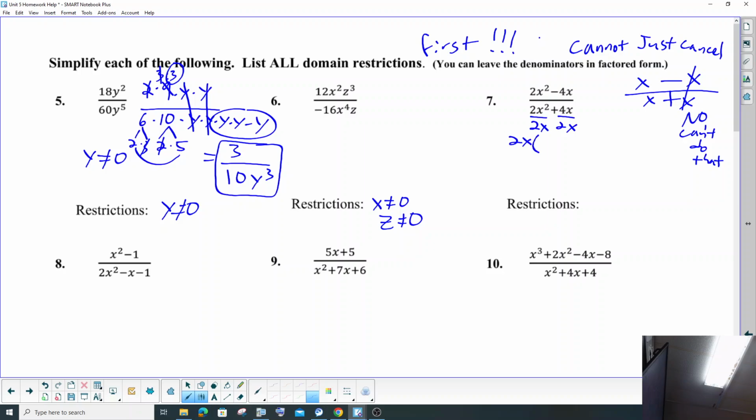And when you pull out a 2x, we're left with x plus 2. And that's multiplication. Still can't cancel anything yet. Not yet. Got to factor the top.